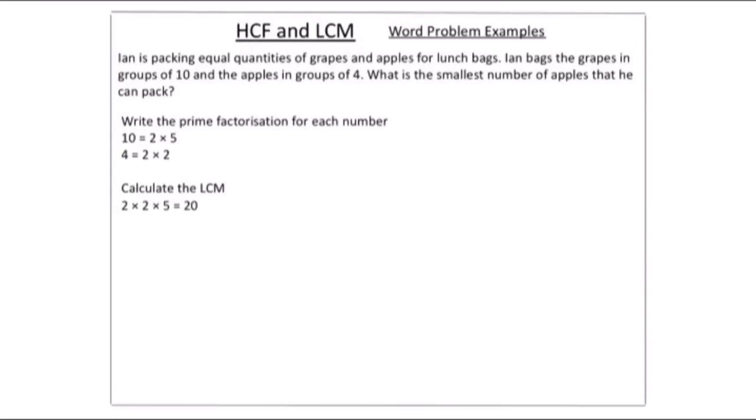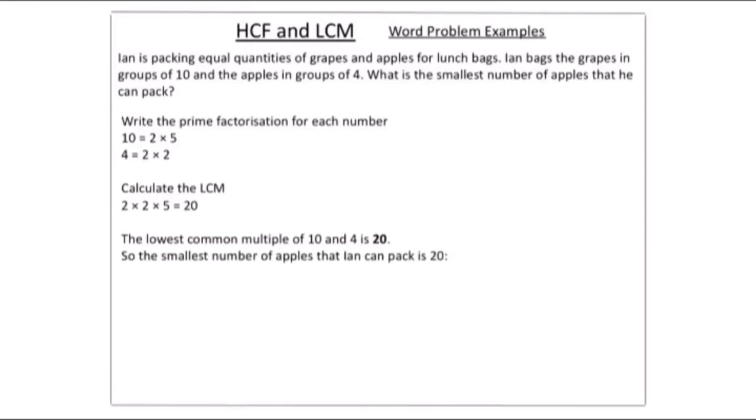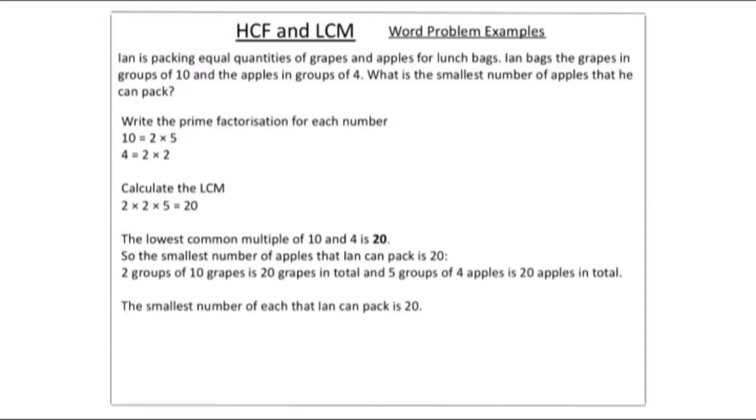So first, find the prime factorization, which is the same step for HCF as well. So 10 is equal to 2 into 5, 4 is equal to 2 into 2. Then calculate the LCM, we get 2 into 2 into 5 is equal to 20. So the lowest common multiple of 10 and 4 is 20. And the smallest number of apples that Ian can pack is 20. That shows that 2 groups of 10 grapes is 20 grapes in total, and 5 groups of 4 apples is 20 apples in total. Therefore, the smallest number of each that Ian can pack is 20.